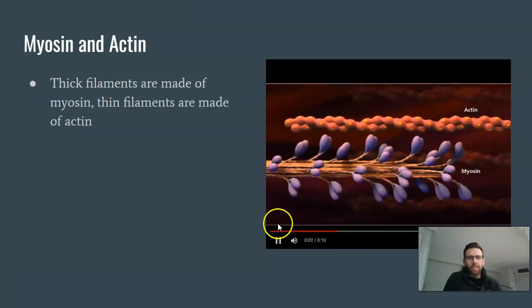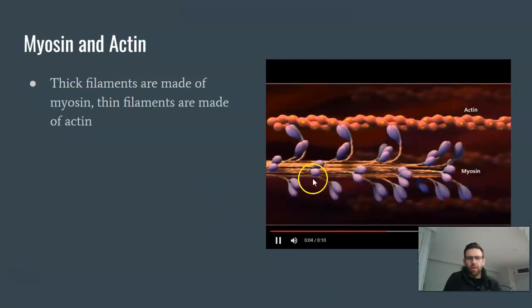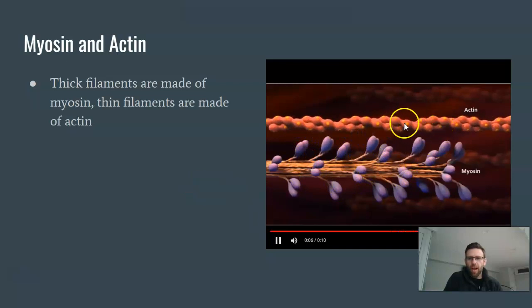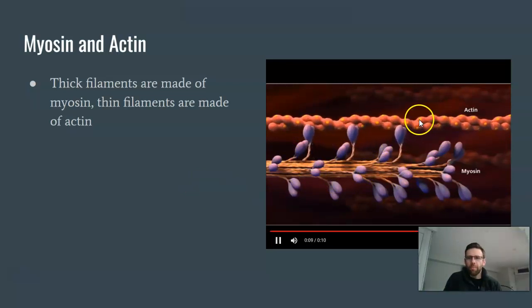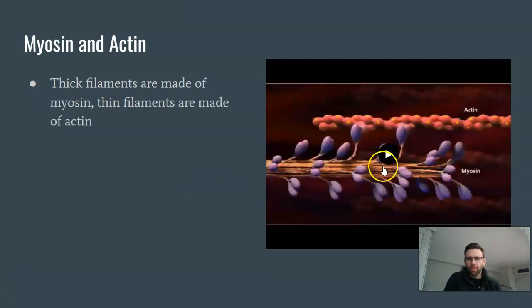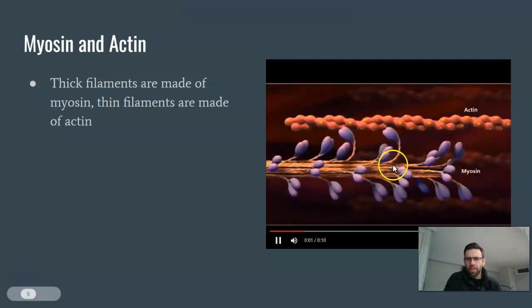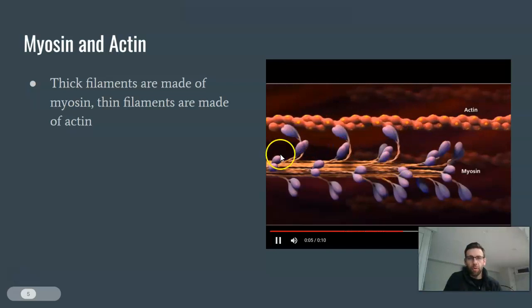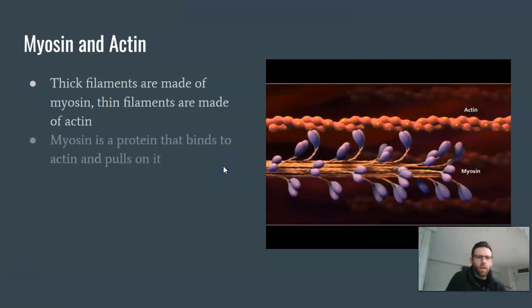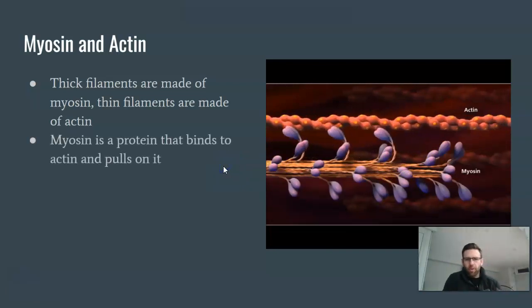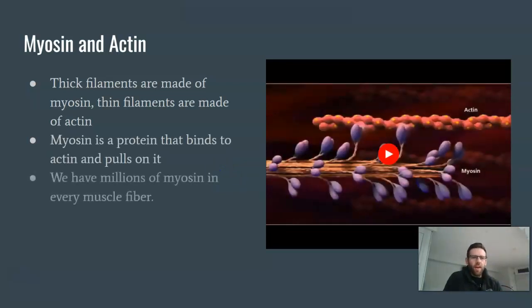A myosin molecule is these purple ones here, and they're able to grab on to actin and pull on it. So all these myosin molecules here are part of the thick filament, and they're able to grab actin, which is the thin filament, and pull on it. Myosin and actin are proteins, and we have millions of myosin in every muscle fiber.